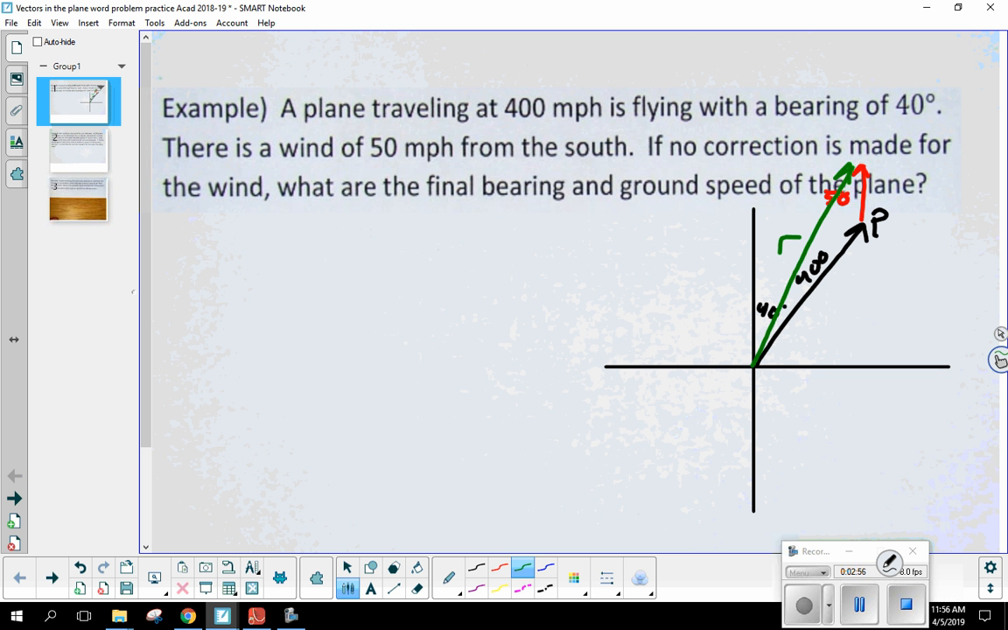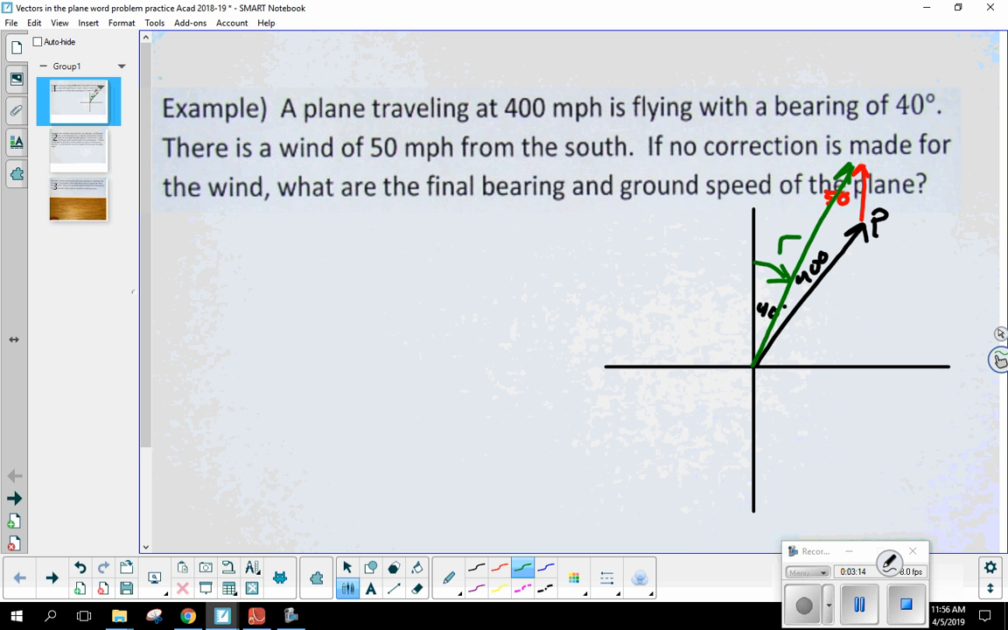What's the magnitude or length of R? That's the speed the plane is actually traveling. And what is the bearing measure coming off of true north? Those are the two things we're trying to find, just like the previous questions. Now again, you don't have to do this. This is just if it kind of helps you to visualize what's happening.